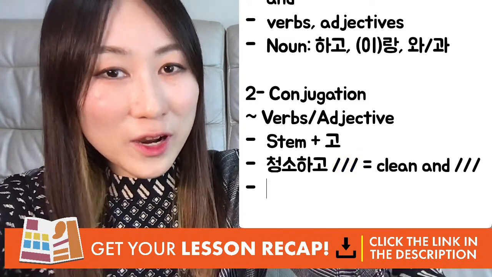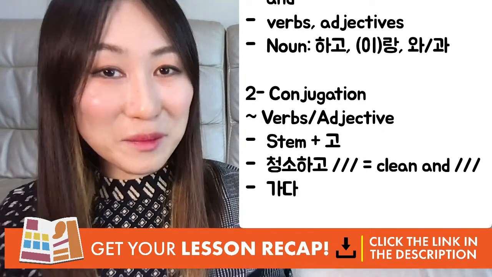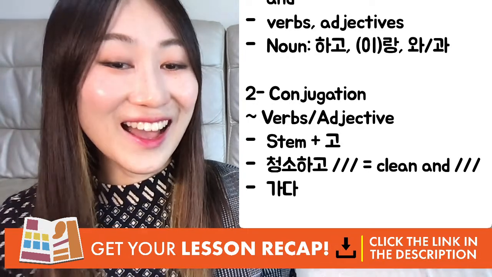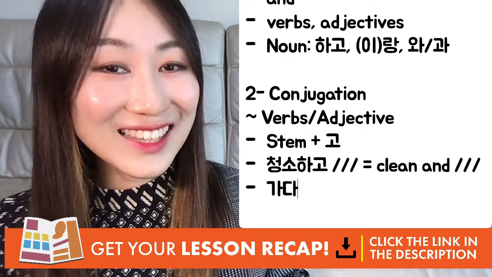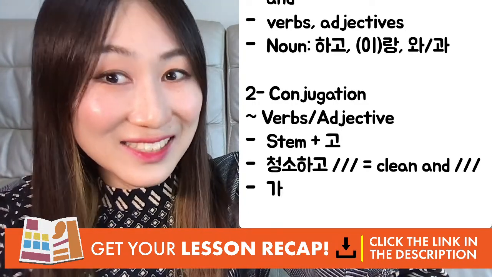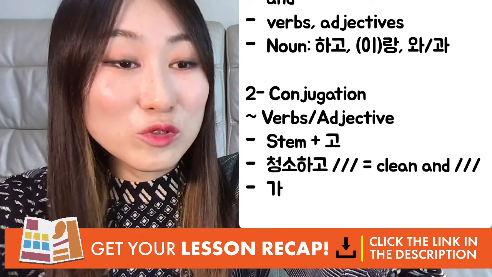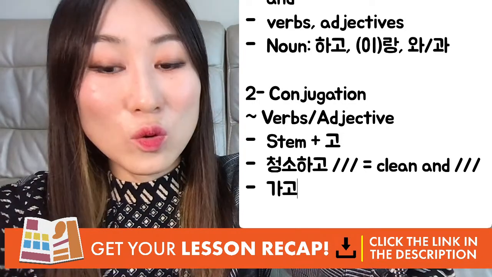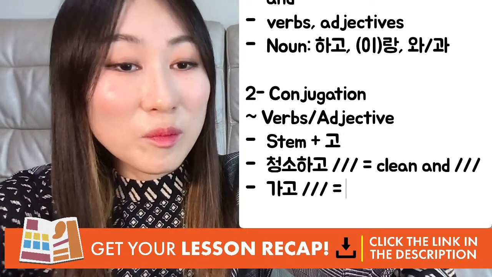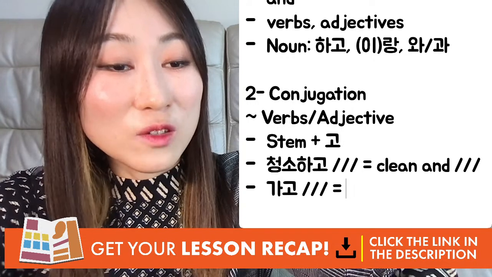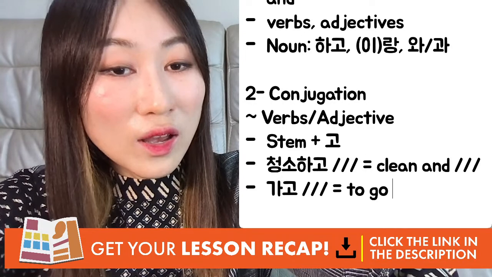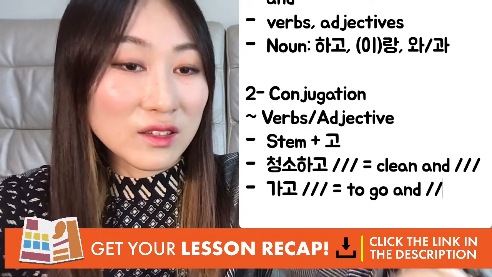Another verb that I prepared is 가다. 가다 meaning to go. You go to school, you go to Korea. Aha! It ended with 다 again. So just remove 다. 가 is a stem. So you just put 고. 가고. And you need a verb again. A verb or adjective. But let's practice the conjugation first. So 가고 means to go. To go and something.